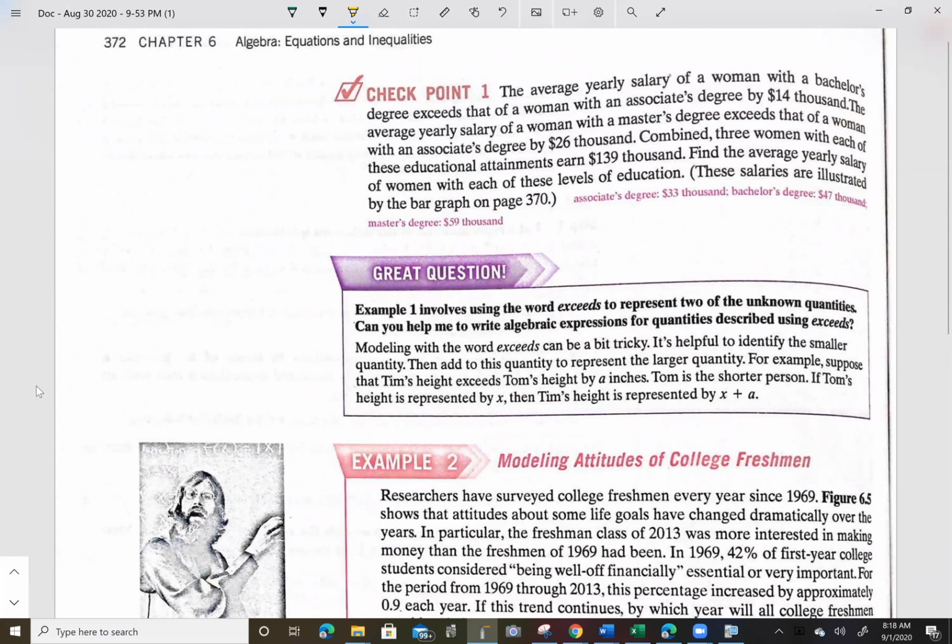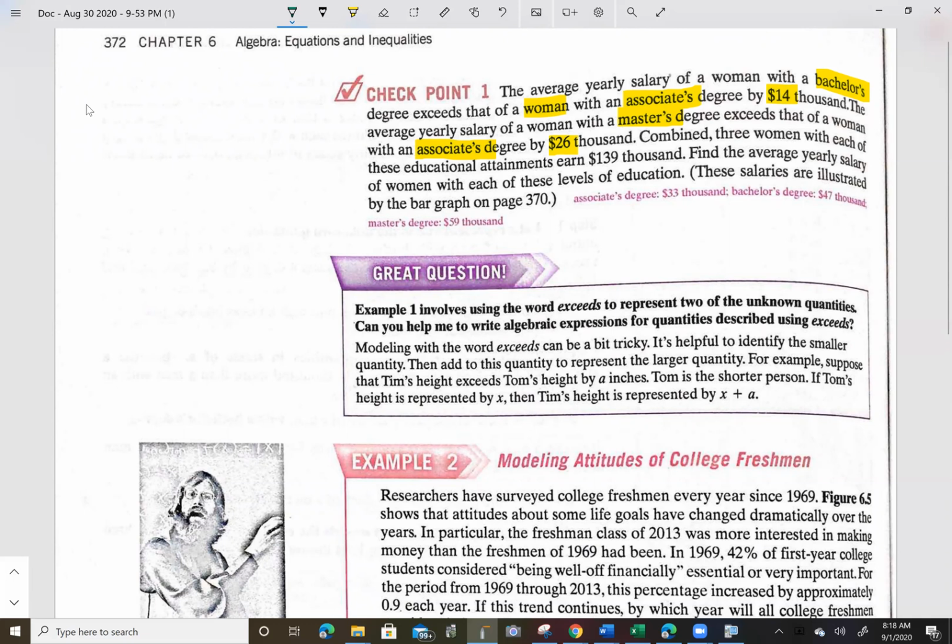The average yearly salary of a woman with a bachelor's degree exceeds the woman with an associate's degree by $14,000. This time we're thinking about women. They're comparing a bachelor's and an associate's. The average yearly salary of a woman with a master's degree exceeds that of a woman with an associate's degree by $26,000. So they are comparing both the bachelor's and the master's to the associate's. So I think you know where I'm going to go with that.